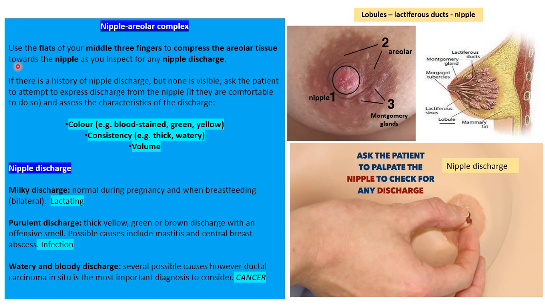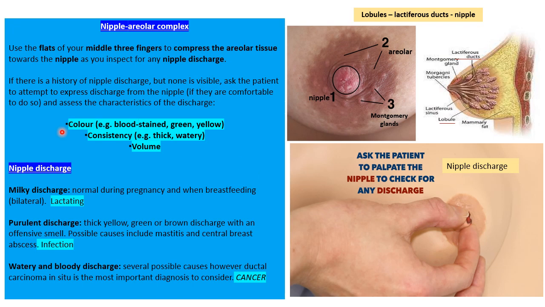Okay, use the flat of your middle three fingers to compress the areola towards the nipple as you inspect for any discharge. As shown here, try to compress and see whether there's any discharge. If there's a history of nipple discharge, but nothing is visible, it's better to ask the patient to express the discharge from the nipple if she is comfortable to do so, and assess the characteristics of the discharge. If she is unable, then you can use your fingers to express it to see whether there's any nipple discharge.